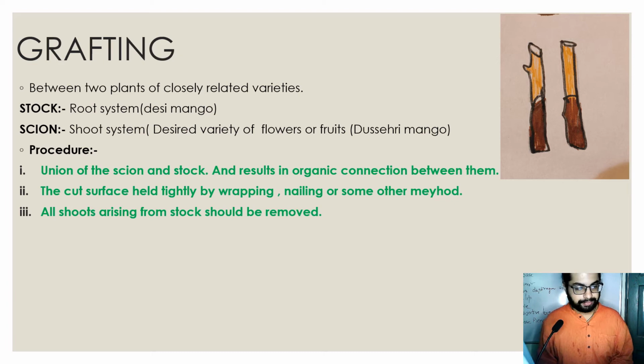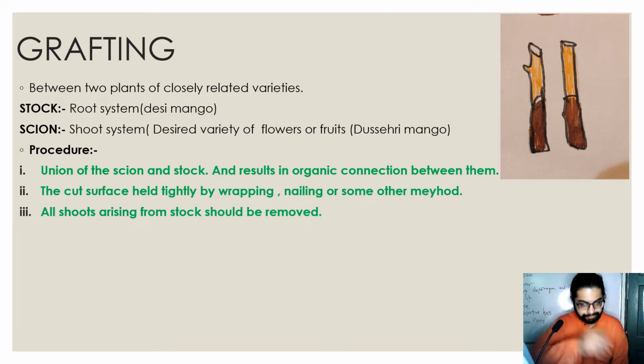Now grafting. It is actually a procedure that is followed between two plants of closely related varieties. This we have seen in germinating desired varieties of roses, different colors of roses. The stalk, that is the root system, desi mango, and the scion, the shoot system, the desired variety of flowers or fruits, the cherry mango.